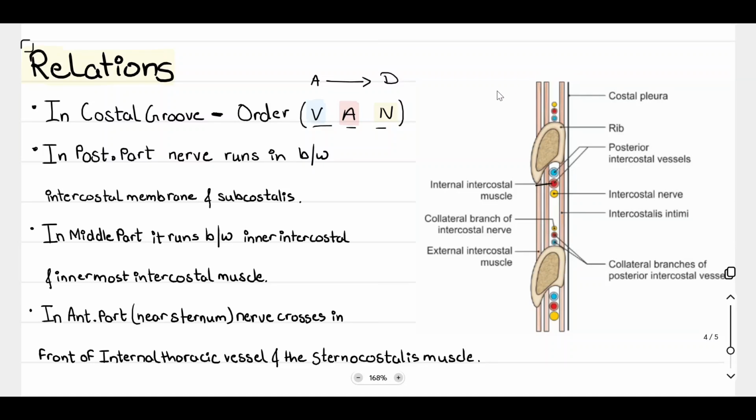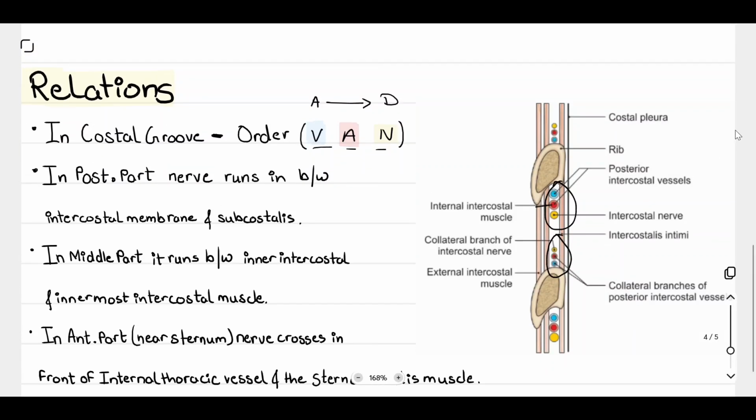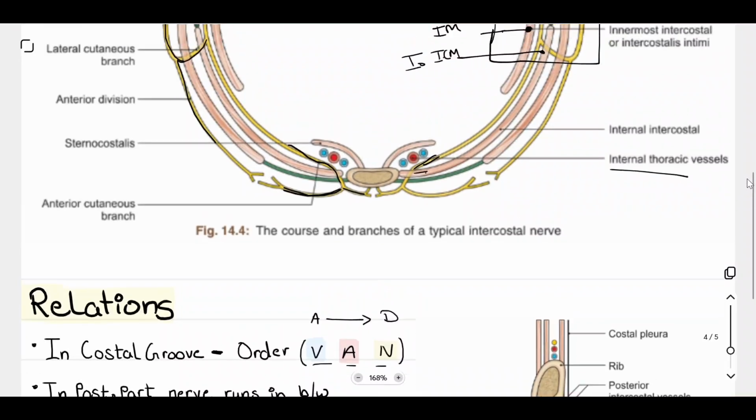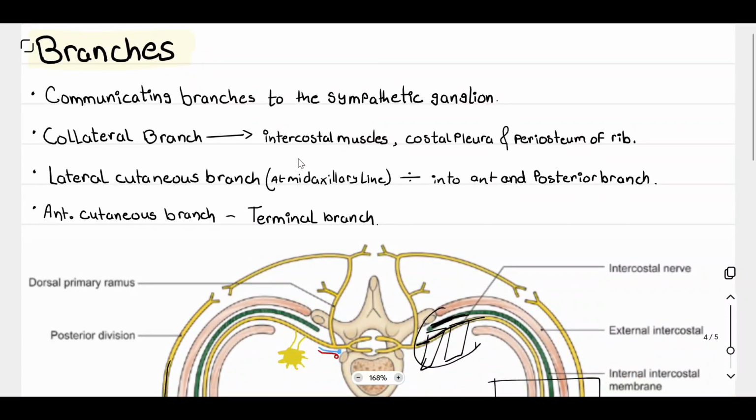Now this is the schematic diagram of the cross section of an intercostal space. Here lie our intercostal vessels, and here are the collateral branches. These are the same collateral branches that we have discussed, which supply numerous intercostal muscles, costal pleura and periosteum of the rib.